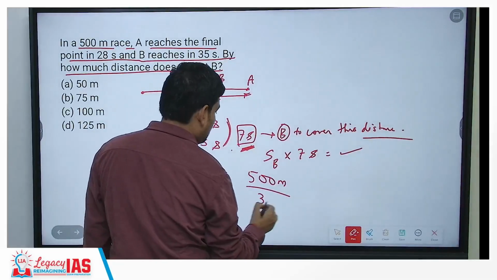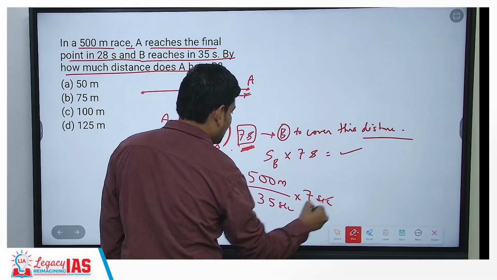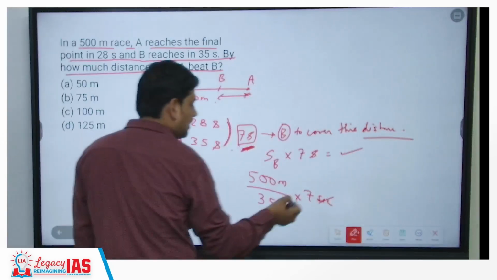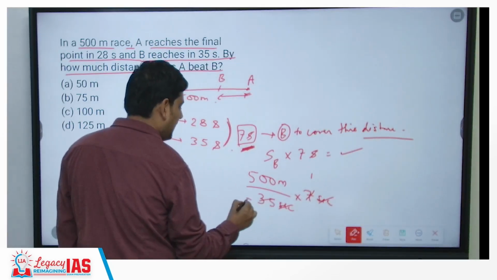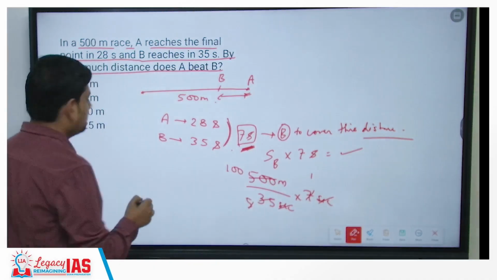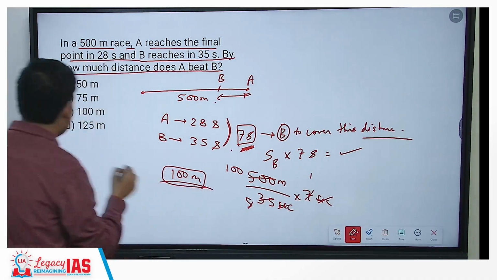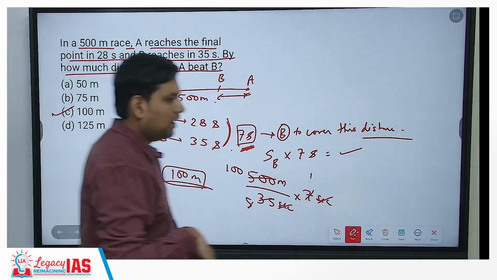Time is what? 35 seconds. This into 7 seconds, second cancel out. Now 7 and 35 also cancel out. One time, 5 times. This will go one time. This will go 100. So what you got? You got 100 meters. That means A beats B by 100 meters.